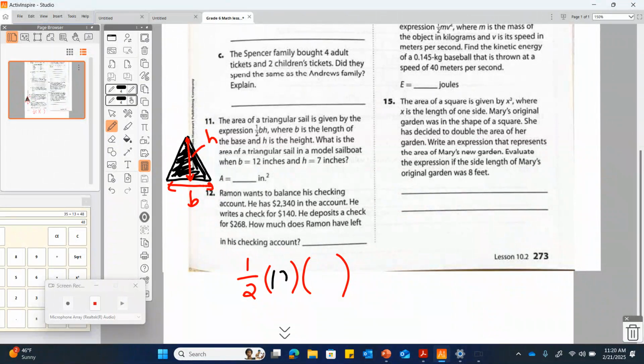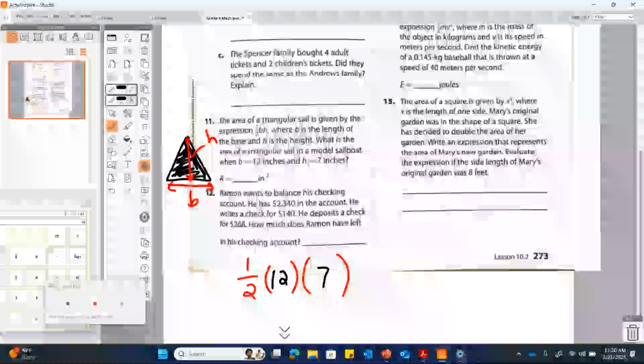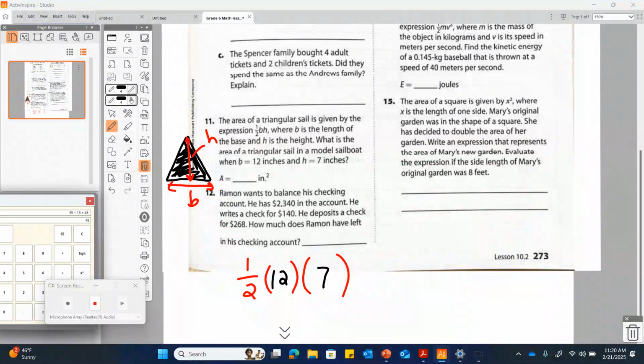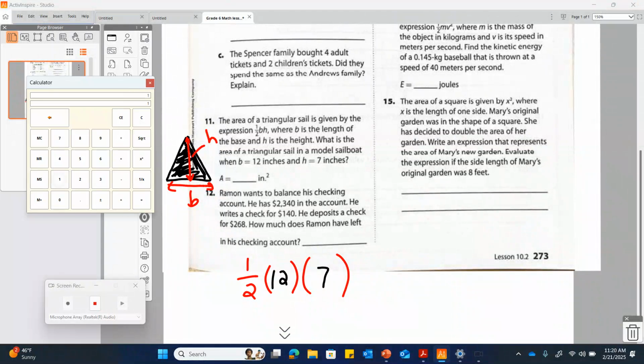So order of operations. 1/2 of 12 is the same as 12 divided by 2, is 6 times 7 is 42. Okay, so the answer is 42 inches.